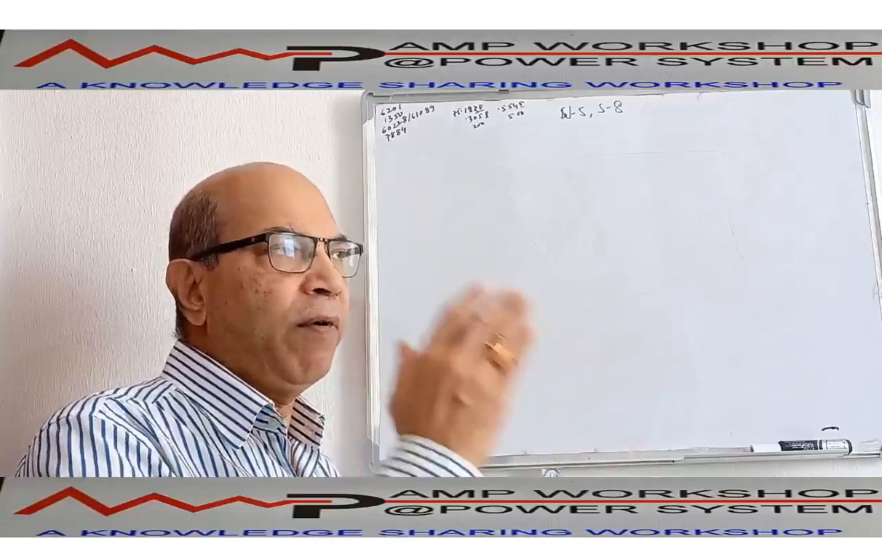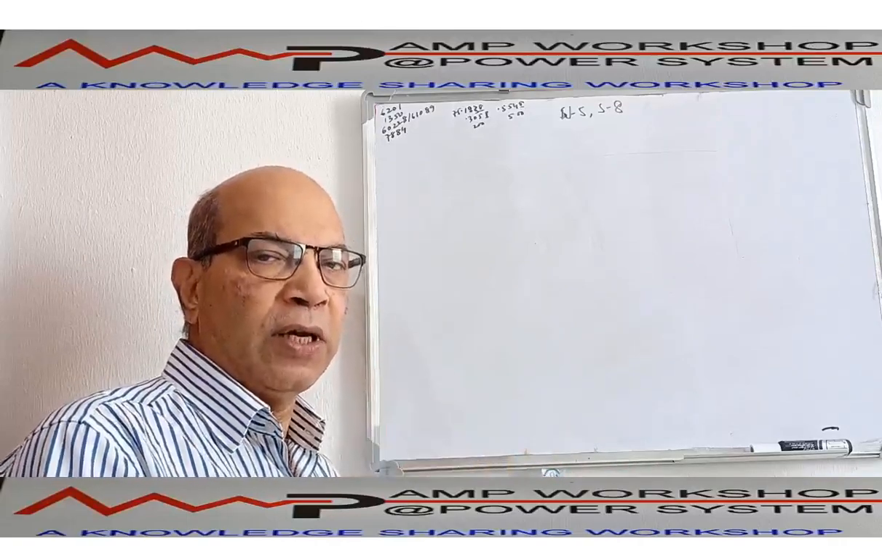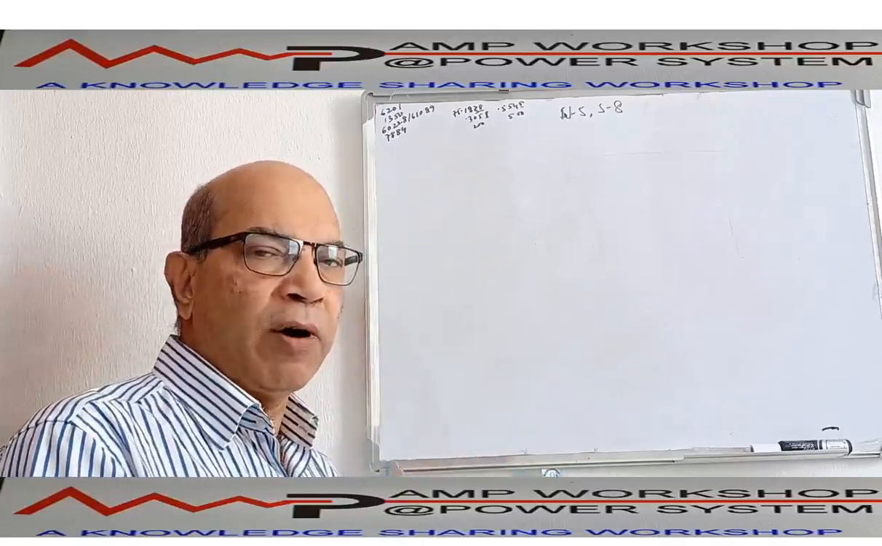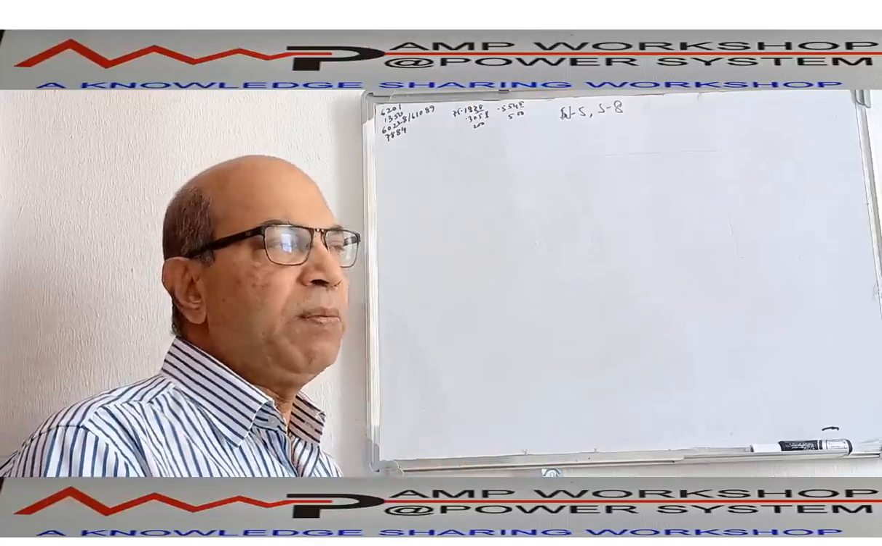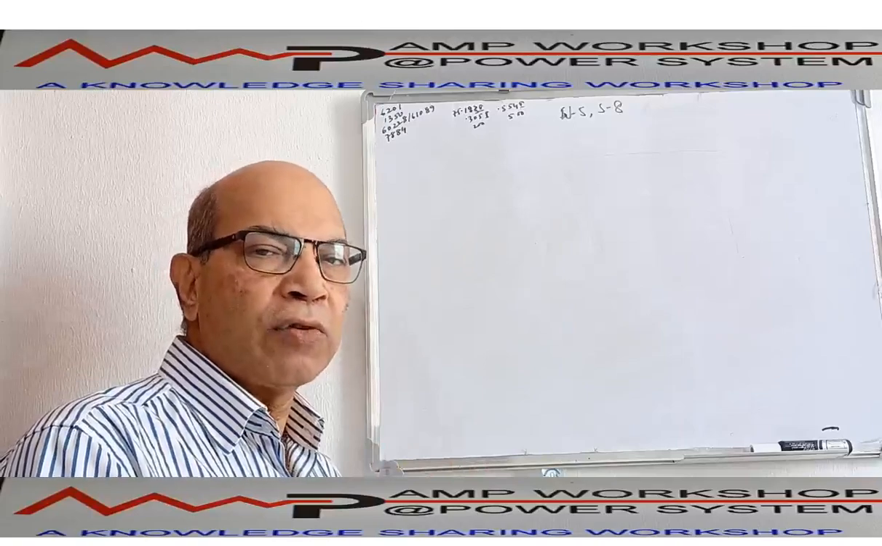But in this type of difficult locality, with forest, mountain, river, all these things, if there is an underground cable and a cable fault occurs, it is difficult to identify, and repair is also very expensive. So in this type of situation, we cannot go for underground cable.